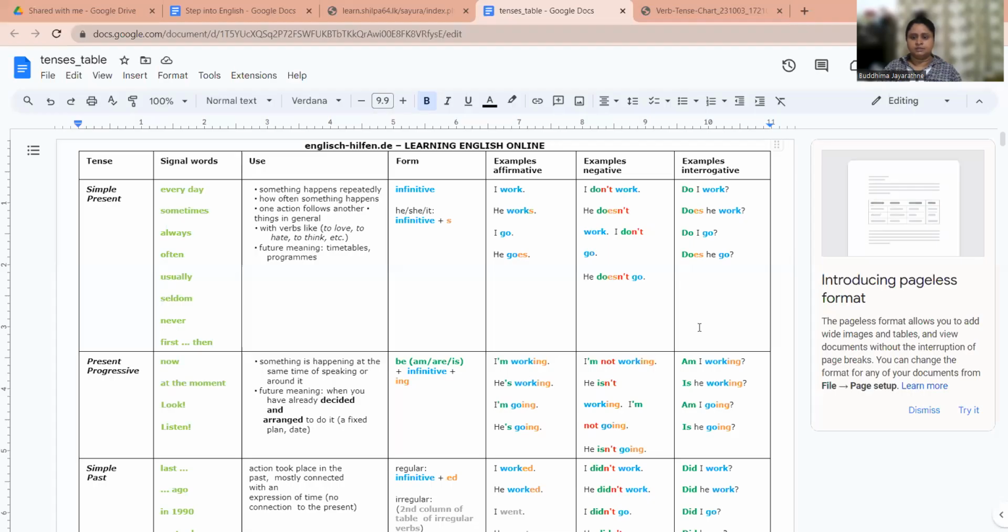So hope you can see my screen now. And there you can see these are the signal words. We are talking about simple present tense. And when it comes to simple present tense, as I told you, every day is a signal word, right? So that means something happens repeatedly. The past, the present, and future too. It happens just like you study every day. And sometimes we may talk about things that you do not do all the time, sometimes. So it talks about how often it happens, or how often you do it.